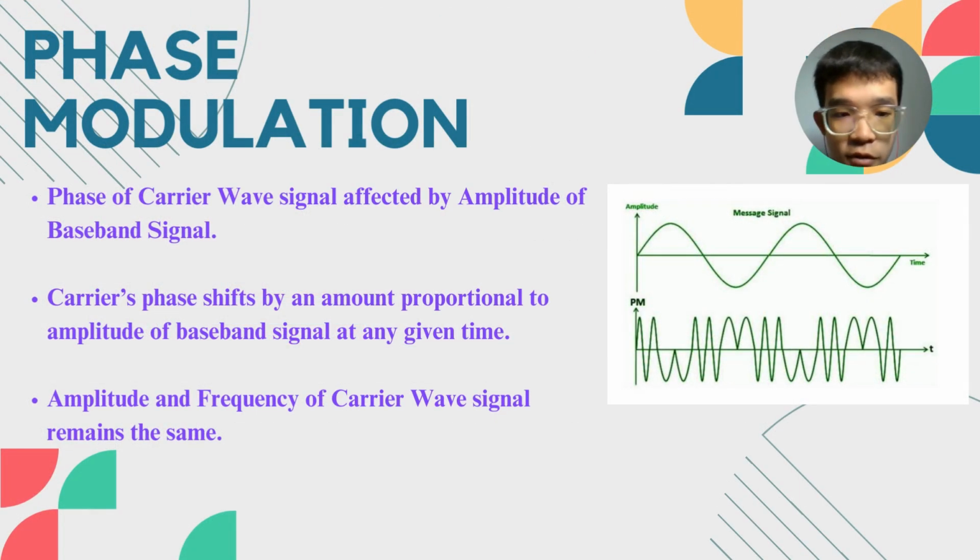So basically, the definition of phase modulation is that the phase of the carrier wave signal is affected by the amplitude of the baseband signal. So basically the carrier's phase shifts by an amount proportional to the amplitude of the baseband signal at any given time. And the amplitude and frequency of the carrier wave signal will always remain the same.